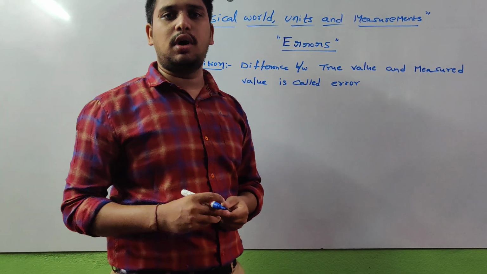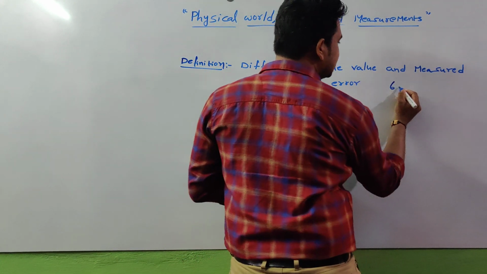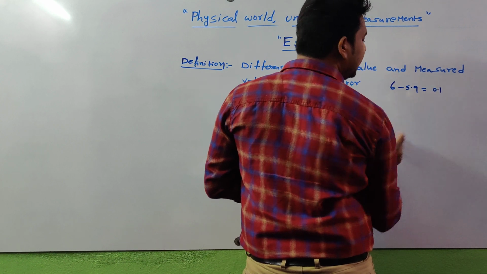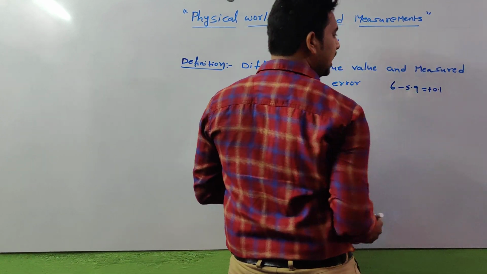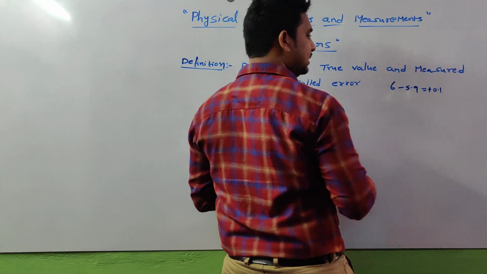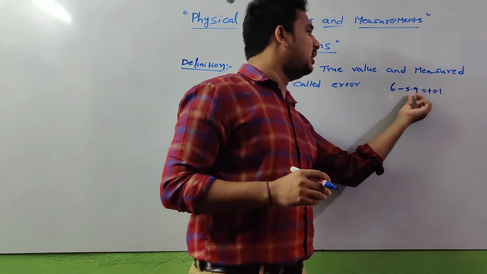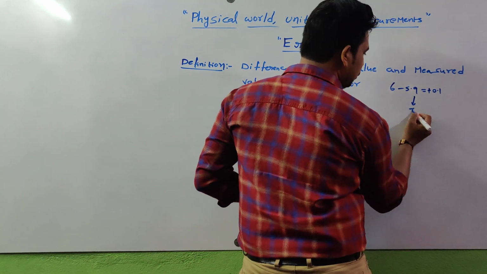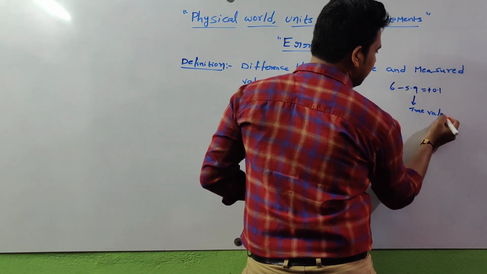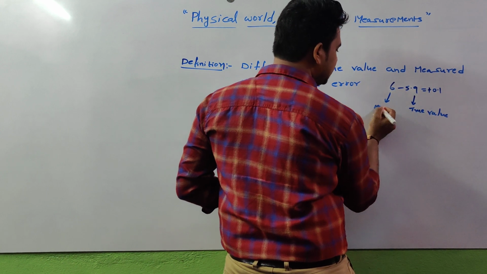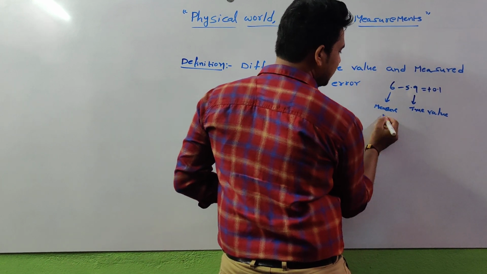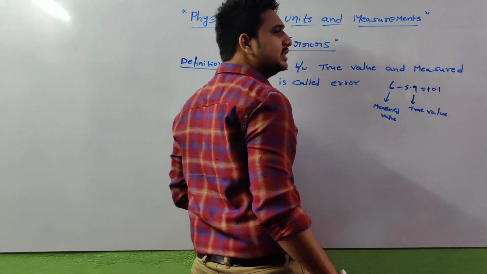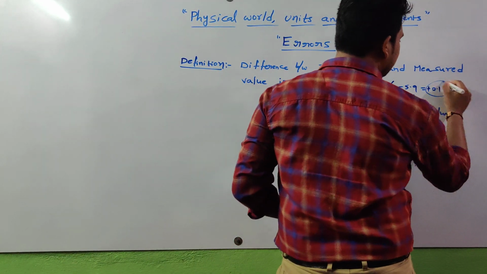That means here error is 6 minus 5.9, that is equal to 0.1. So error is plus 0.1, an increase. Actually we wanted the 5.9 reading. The true value is 5.9, but we got a measured value of 6. The difference between true value and measured value is called error.